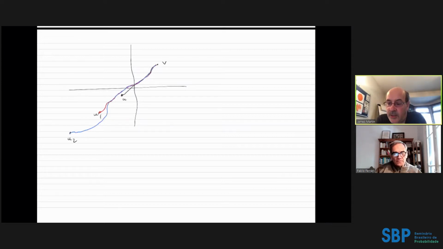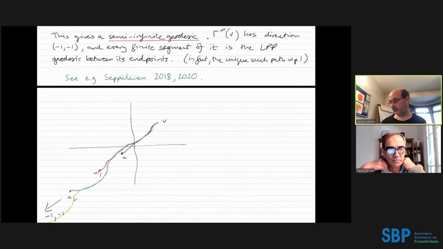And the idea is that as I let U2 get further and further away in the direction down and to the left, I'm going to make sure that it always goes in this direction, -1, -1. Then this path from V to that point a long, long way away down and to the left is going to converge to some infinite path. So maybe we've got some path again that follows here, and then this infinite path carries on like that. So this geodesic converges in that sense.